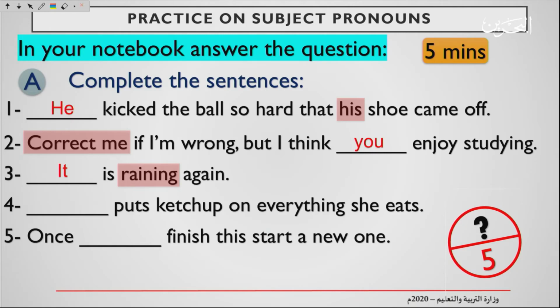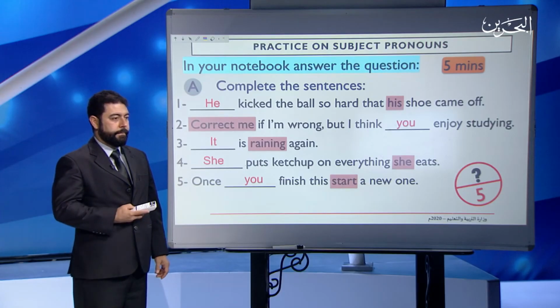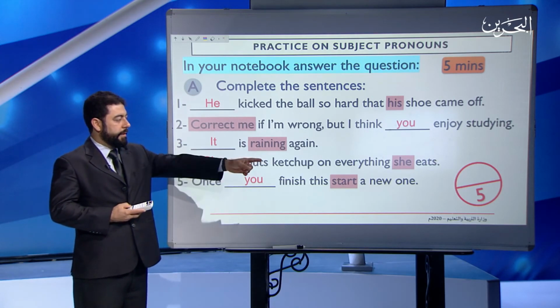4. Puts makeup on everything she eats. Find the keyword. Yes, it is she. And knowing that, the answer is she. Number 5, once finished, they start a new one. Start. They start a new one. So, just like that, it is an imperative. You are ordering the one in front of you to start a new thing. Grade yourself out of 5.